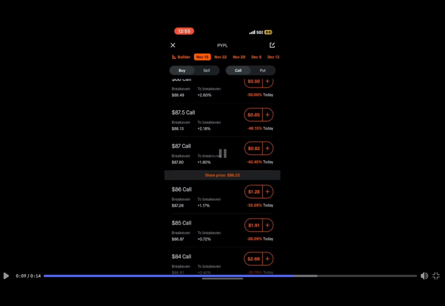Options and different dates come up. All of these are Fridays. November 15th is this Friday. November 22nd is next Friday. November 29th is the Friday after that. And December 6th is the Friday after that. The reason these dates are there is because they are expiry dates.